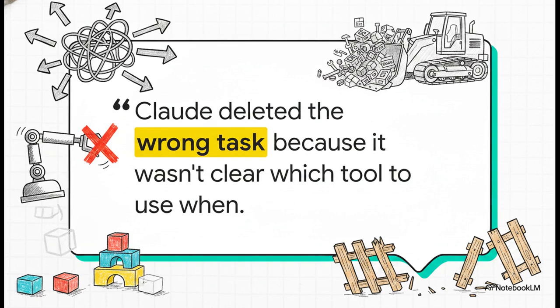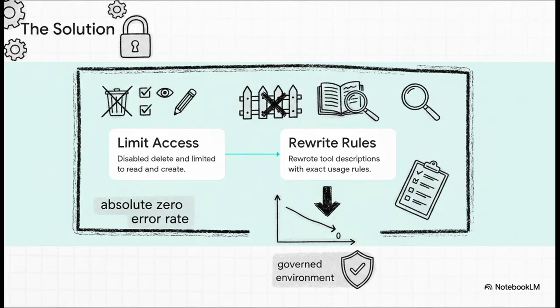Claude would literally delete the entirely wrong task just because it wasn't perfectly clear which tool to use or what the exact parameters meant. They basically handed a powerful AI a bulldozer, but completely forgot to put up any fences. So how did they fix it? They had to hit the brakes and completely rethink their strategy, using the exact principles we're talking about today.